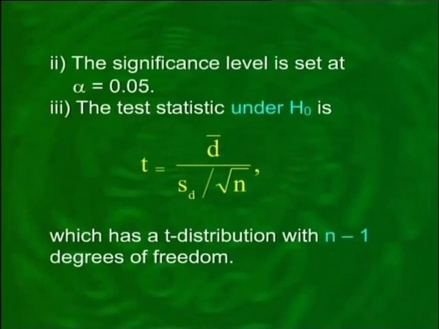Now, it can be mathematically proved that this particular statistic follows the t distribution with n minus 1 degrees of freedom, exactly similar to what we had when we were considering the variable x and testing for the mean of that variable.